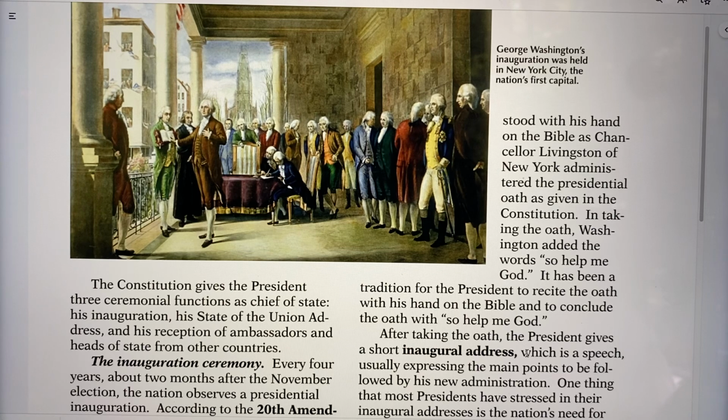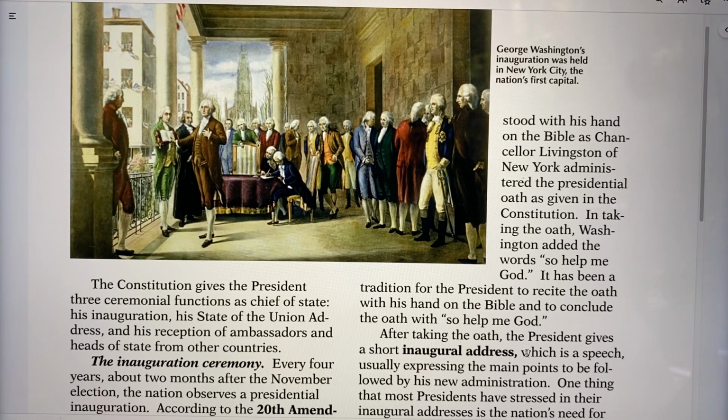So basically the president is to stand for the Constitution. Here's a picture of George Washington. But George Washington was on a balcony. See him on the balcony there? Federal Hall in New York City. New York City was our first capital before Washington D.C. was even built. And so George Washington stood on the balcony of Federal Hall in New York City, with his hand on his Bible there, and gave his inaugural address.